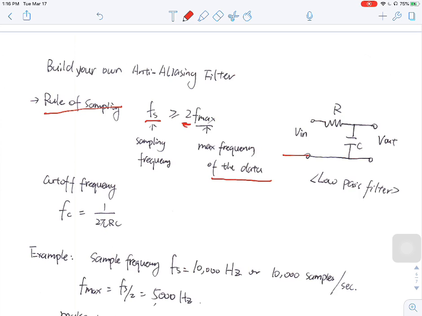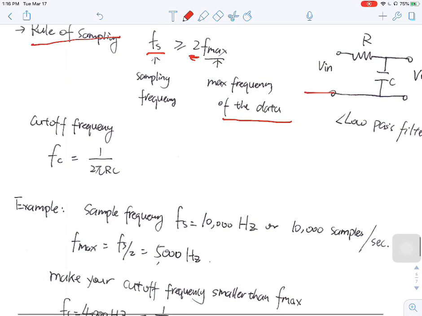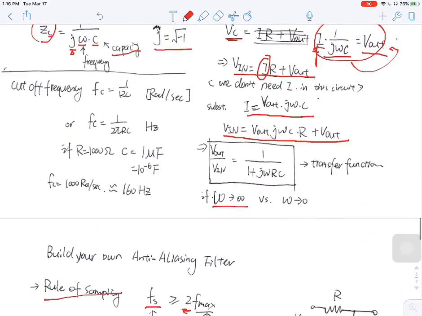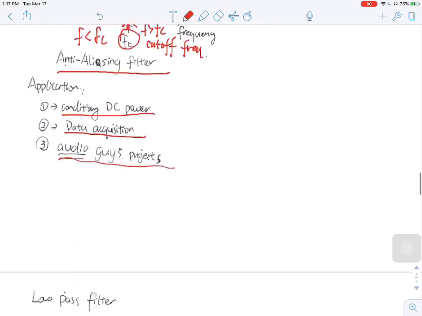Okay, so we know that, and we want to choose, by the way, the cutoff frequency Fc equals 1 over 2 pi RC. Fc is the frequency right here. That's the transition point where you start to filter out all the high frequency signal.